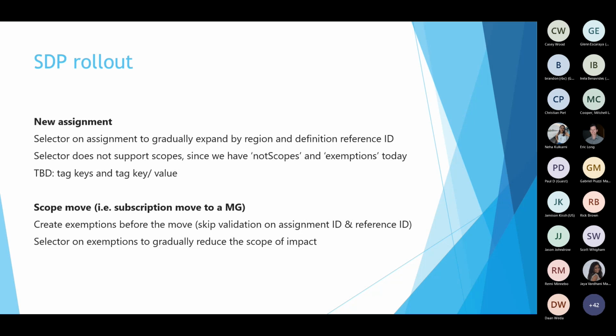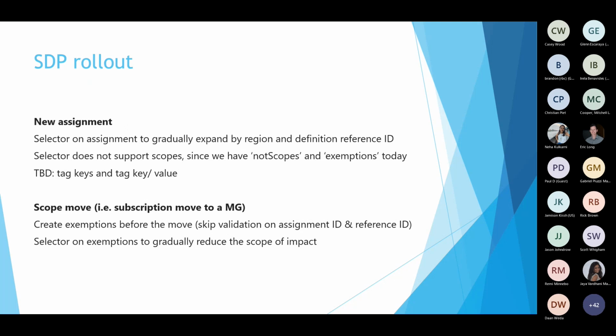And so we are looking to introduce a selector concept, and we are currently thinking of supporting regions and definition reference IDs in there. So the idea would be that you can just impact a set of regions, East US 2, or East US 2 and West US, those set of regions, and then gradually increase the list of the regions listed. Or if this is an initiative and you want to make sure that you're only getting specific definition IDs within an initiative.